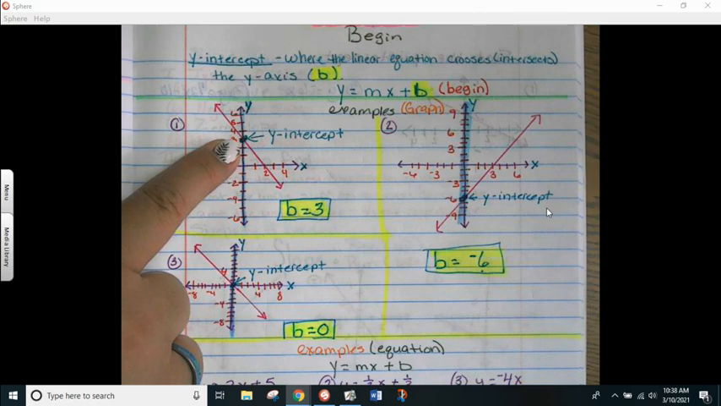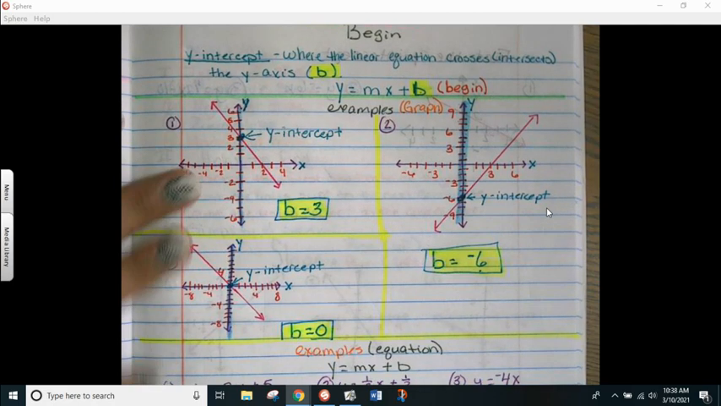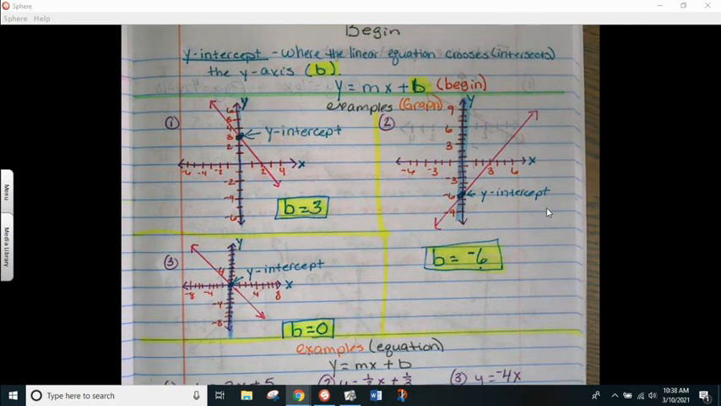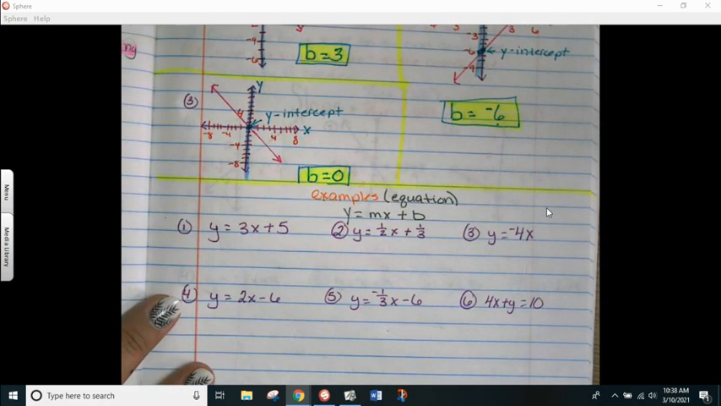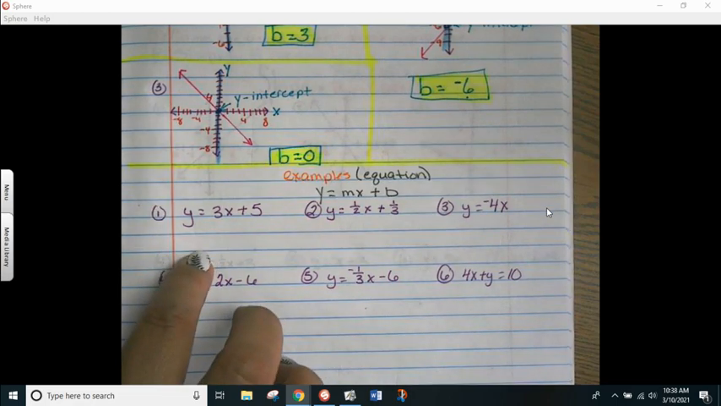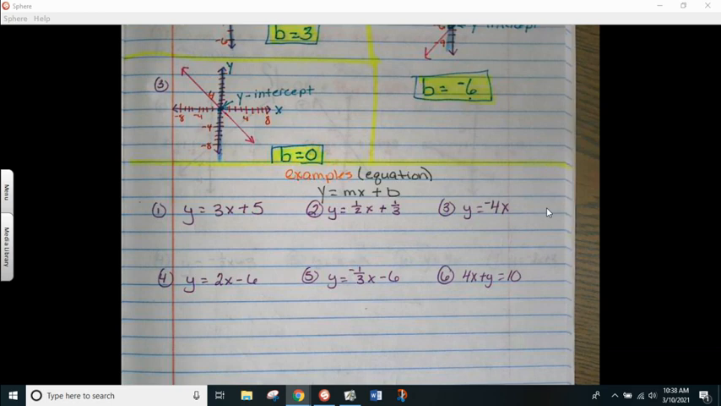Now I'm going to show you how to find these on the actual equation, because sometimes they'll give you a graph to find. Sometimes they'll just give you the equation and ask, what is your y-intercept? So go ahead and you can copy these down just as they are. You can copy all of them down. Just give yourself a couple of spaces here, maybe one, because that's where we're going to write the answer. And press play when you're ready.